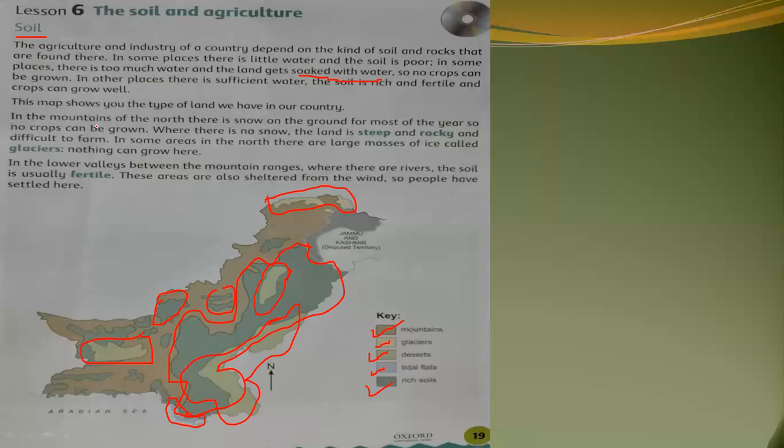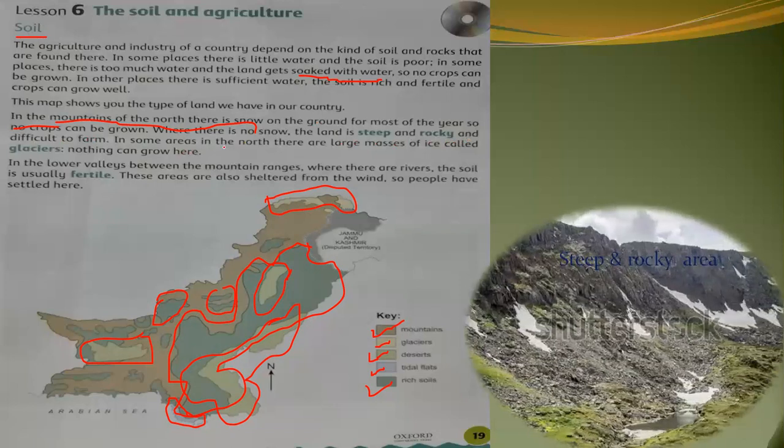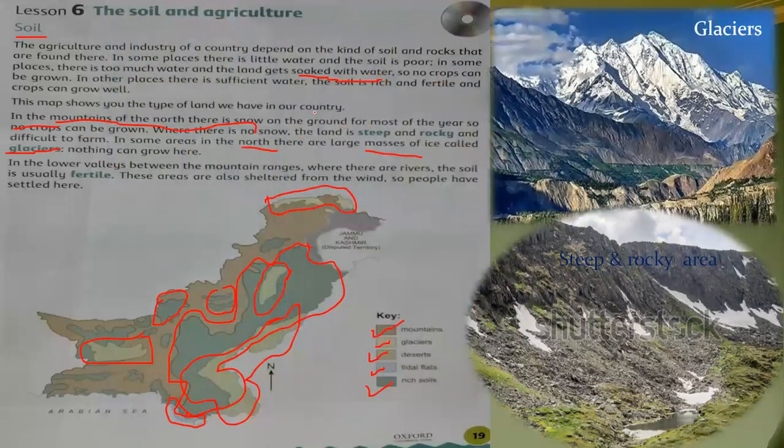This map shows you the type of land we have in our country. In the mountains of the north, there is snow on the ground for most of the year, so no crops can be grown. Where there is no snow, the land is steep and rocky and difficult to farm. In some areas in the north, there are large masses of ice called glaciers. Nothing can grow there. Look at this one, glacier side on the peaks, ice is there, and down the steep and rocky area we cannot grow crops.